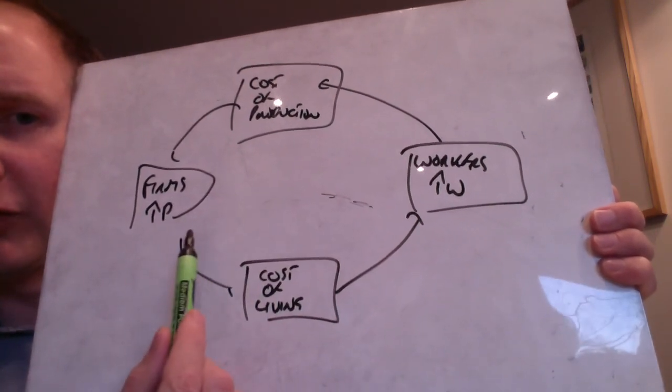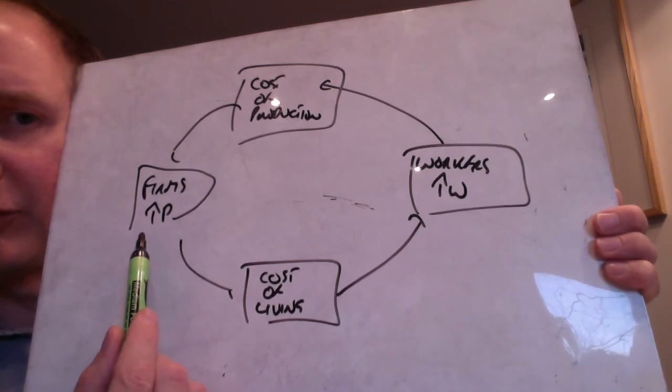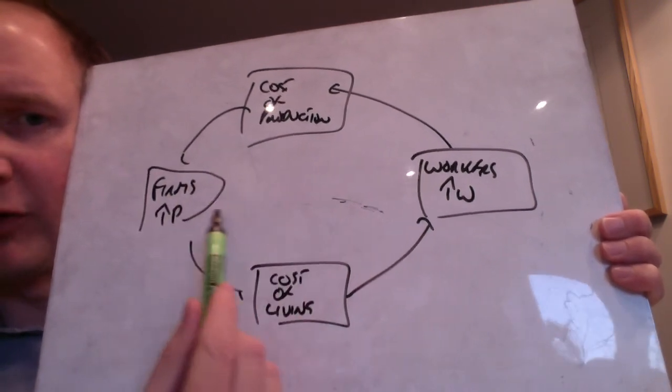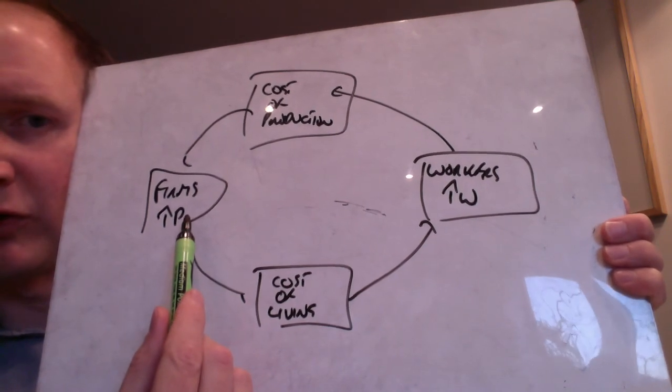Or if you can toughen competition between firms in the product market, then even if the cost of production goes up, firms can't pass it on to consumers because they're facing too much competition. Any of those things makes it harder for inflation to get started. Therefore, you can increase aggregate demand and get the economy closer to full employment without inflation starting. And as a result of that, that makes the NAIRU lower.